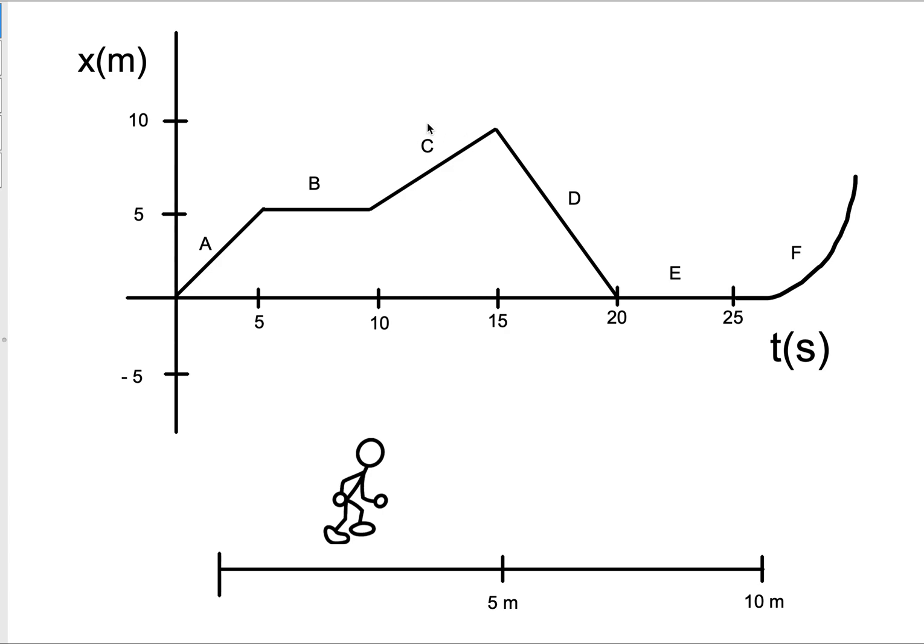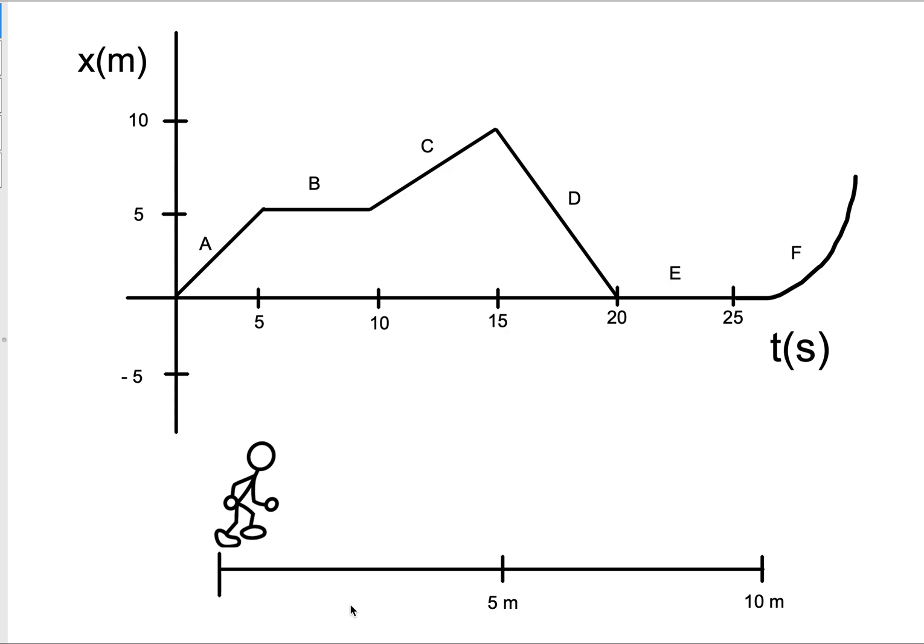Did someone say C? Yeah. So, yep, it's A, it's C, and it's F. So in all those places, this person is walking further from the starting line. And then there's one place where he's walking back towards the starting line. That would be D. That's right. So D right here, he's walking backwards. He's walking back to where he started.